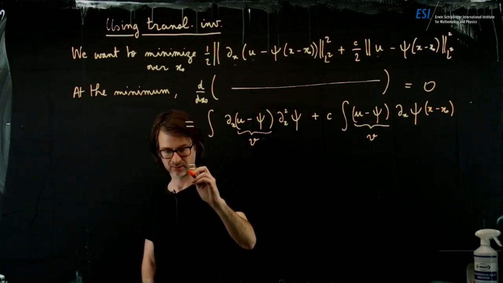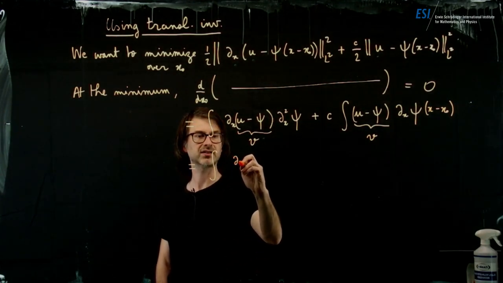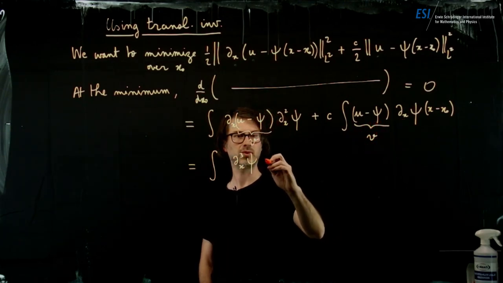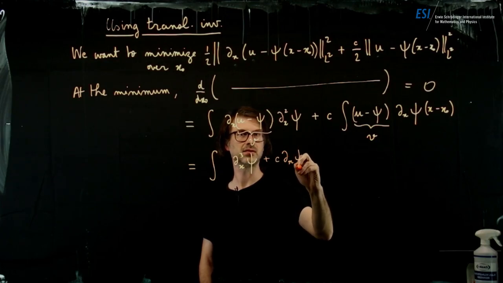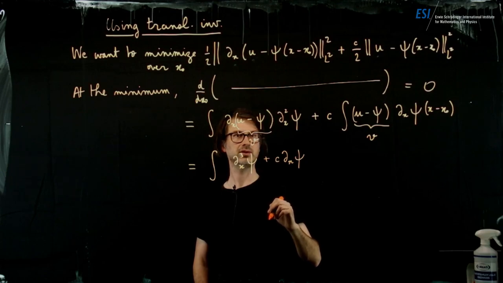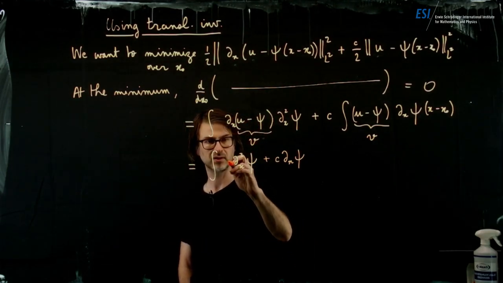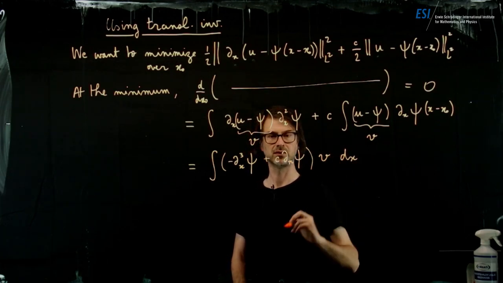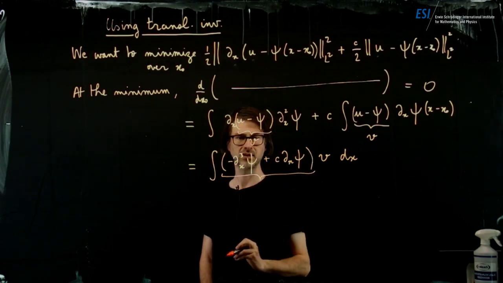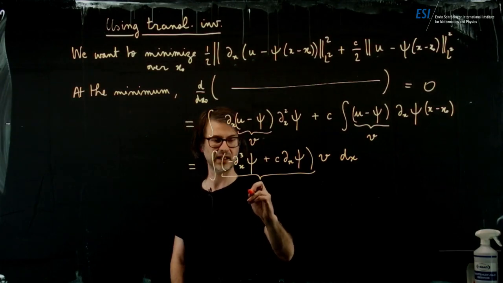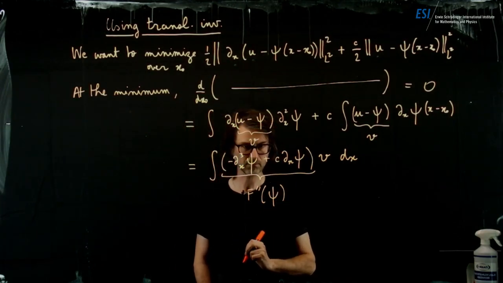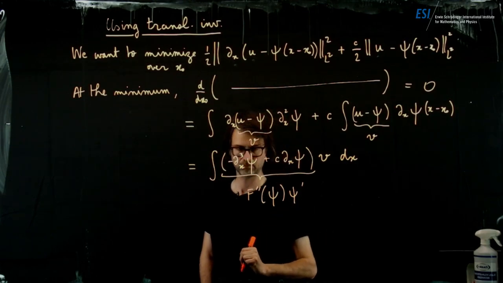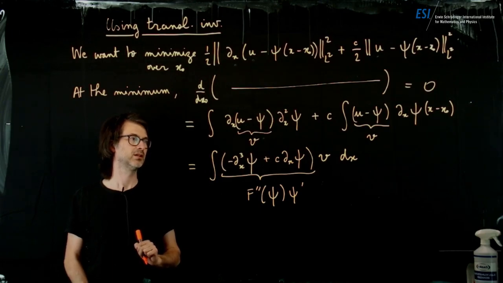Right, everywhere psi is translated by x naught. Okay, so this we can write as the integral of dx cubed of psi plus c dx psi, with a negative sign like that, just integrating by parts, against v dx. And this is, by the ODE satisfied by psi, f double prime of psi times psi prime.